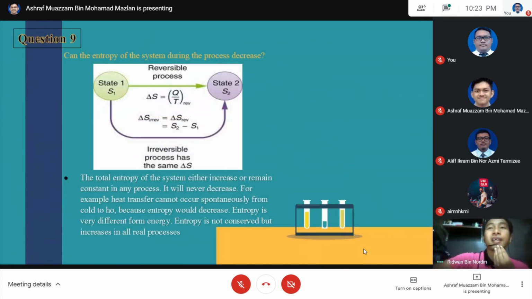For question 9, the question is, can the entropy of the system during the process decrease? The total entropy of the system either increases or remains constant in any process. It will never decrease. For example, heat transfer cannot occur spontaneously from cold to hot because entropy would decrease. Entropy is very different from energy. Entropy is not conserved but increases in all real processes.